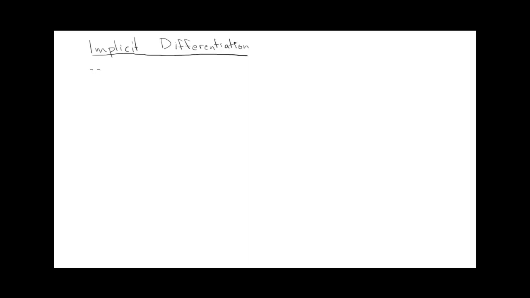Welcome to our lesson on implicit differentiation. So before we get into what implicit differentiation is, we should probably talk about just that word, implicit. What does implicit mean? The best way to see that is to look at the contrast.